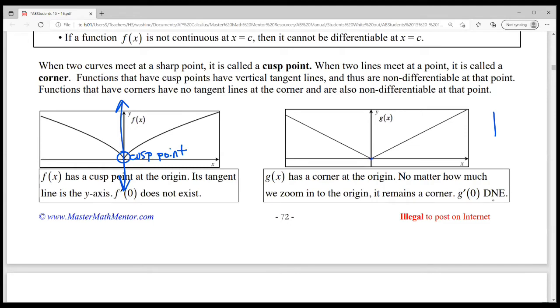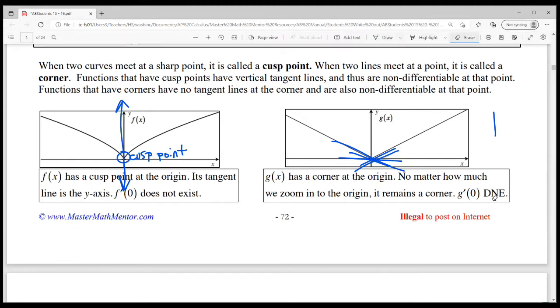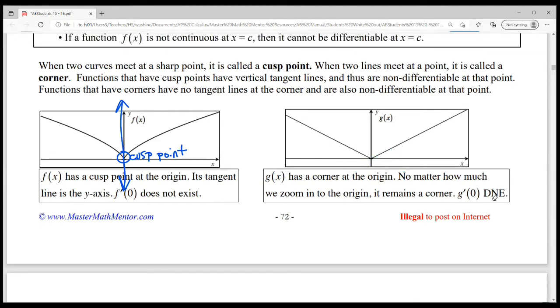Over here, we have a corner. No matter how much we zoom in, it's always going to be a corner. It would be really hard to draw the tangent line there because the tangent line doesn't exist. Would it be here? Would it be here? Would it be there? There's just no tangent line that exists. We've talked about that previously. That would be considered a corner point, and it's not differentiable at that corner. So f prime doesn't exist in that location.